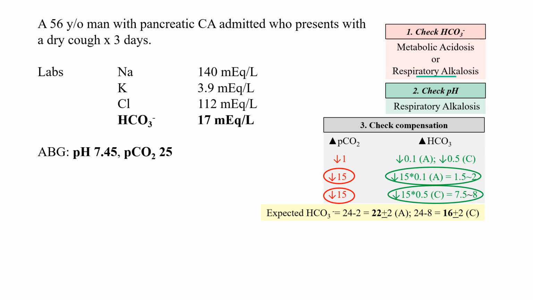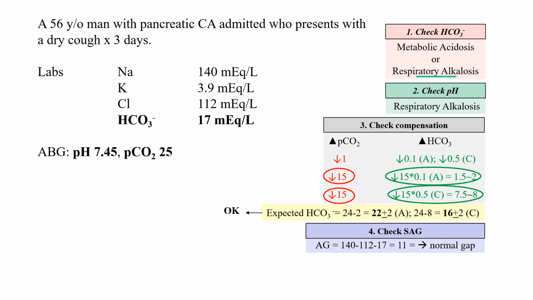Comparing the expected bicarbonate to the actual bicarbonate of 17. 17 is within the expected range of bicarbonate. We are okay, no hidden process here. Step 4, calculate serum anion gap. It is 11, which is within the normal range. We are okay, no hidden process here. Final answer, patient has respiratory alkalosis. In this particular case, patient developed respiratory alkalosis from a pulmonary embolism.